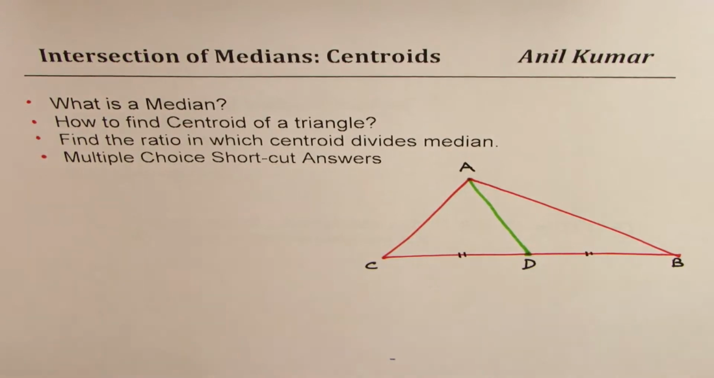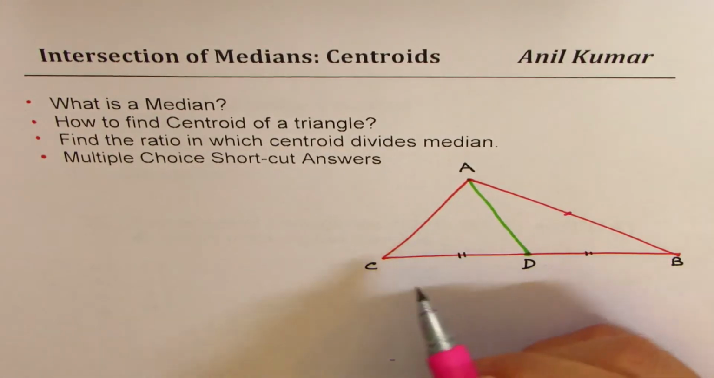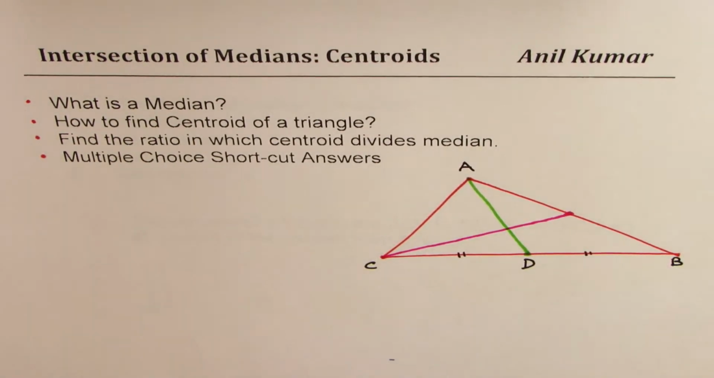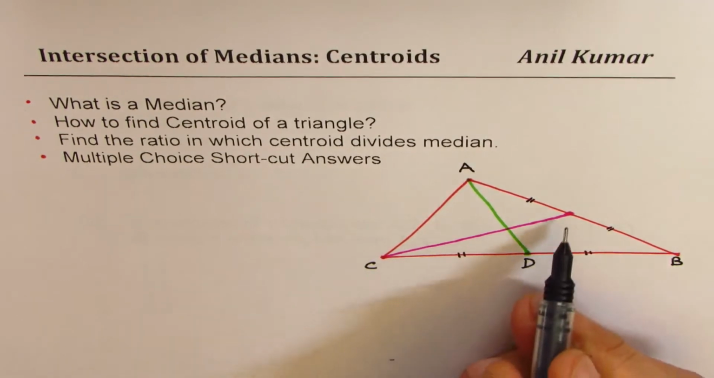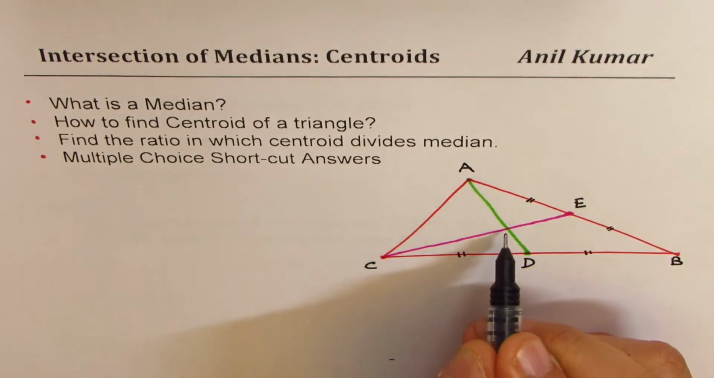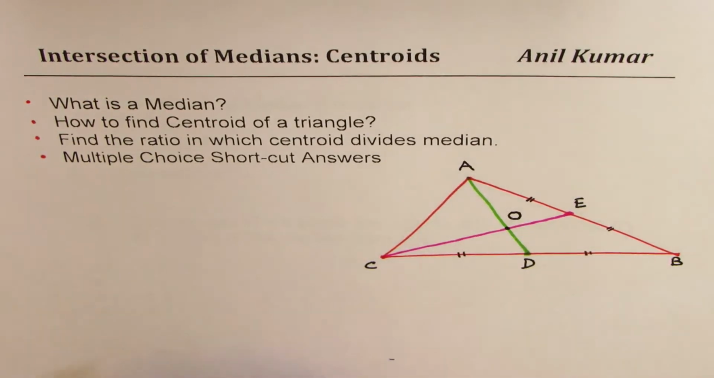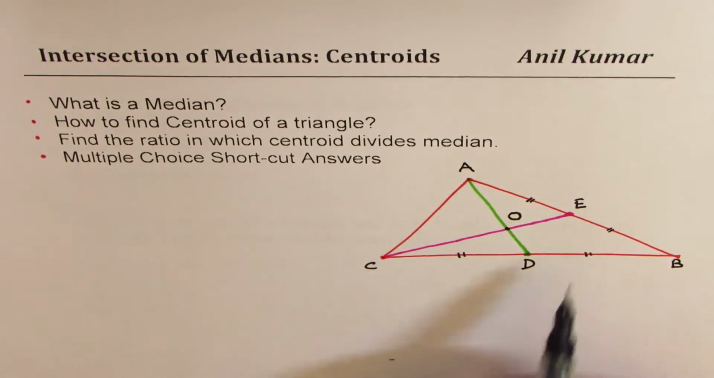Similarly, if I have to draw a median from C to AB, in that case we'll find the midpoint, and then the line joining C to the midpoint becomes the median, right? So we get the second median from C, which connects the vertex C to the midpoint. Let me call this E for the time being. Wherever these lines intersect, that is called the centroid, correct? So what we learned here is that the median connects a vertex to the midpoint of the opposite side.